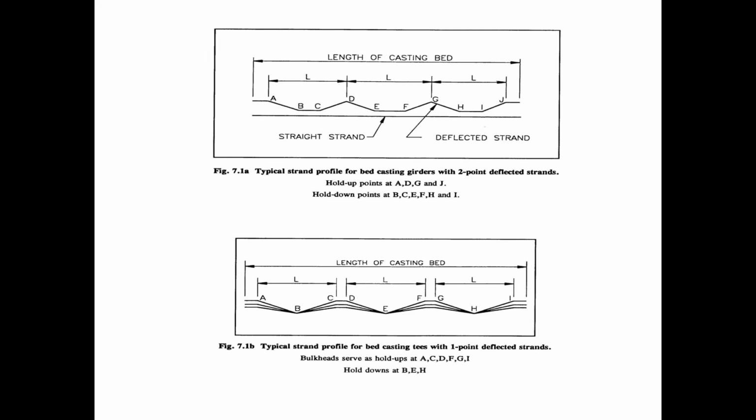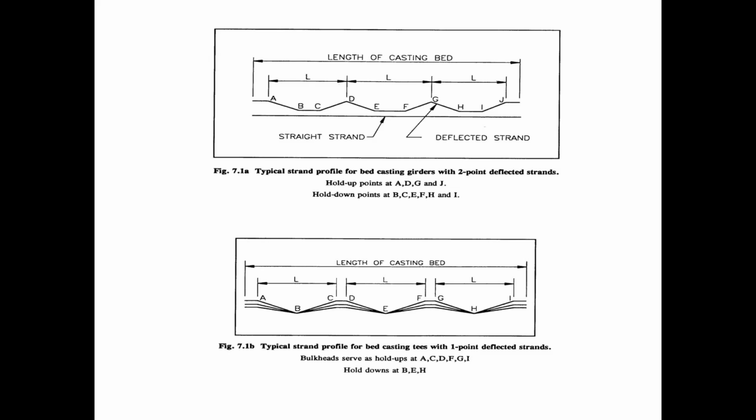Again, we have 3 beams set up. Locations A, C, D, F, G, and I represent hold up locations, and locations B, E, and H represent hold down locations. So in this case, we have a single point hold down that's located at the approximate center of the span of each of the 3 beams.